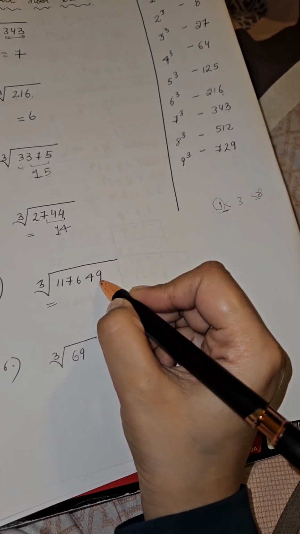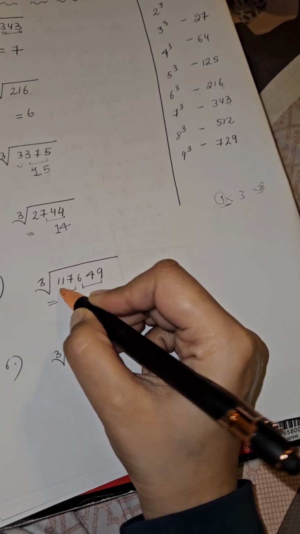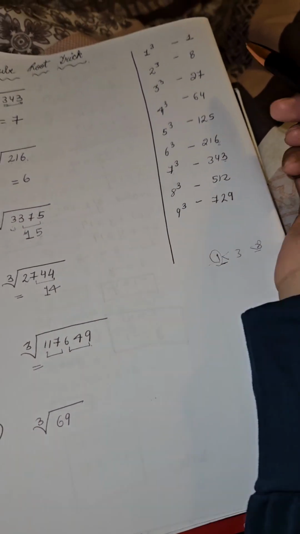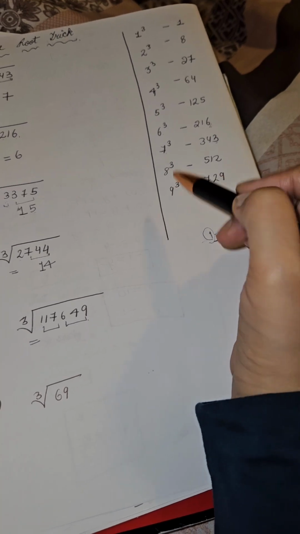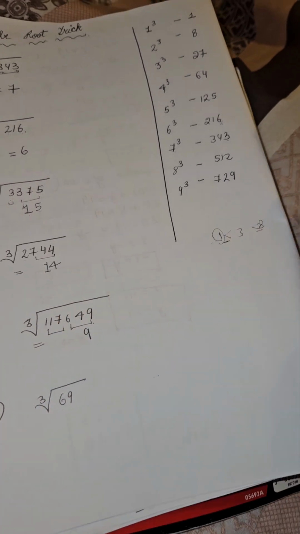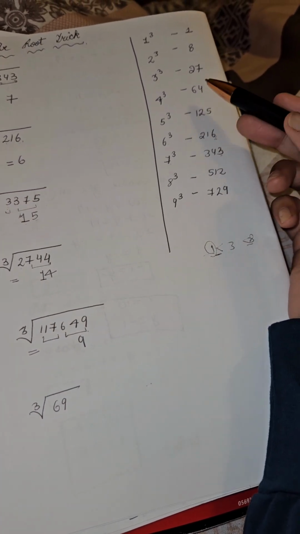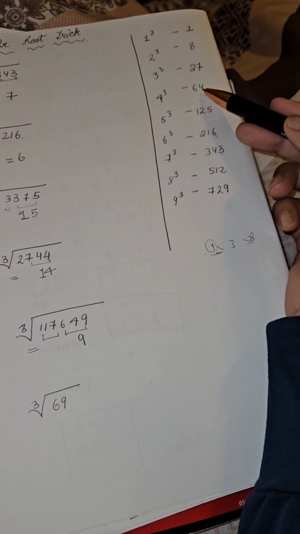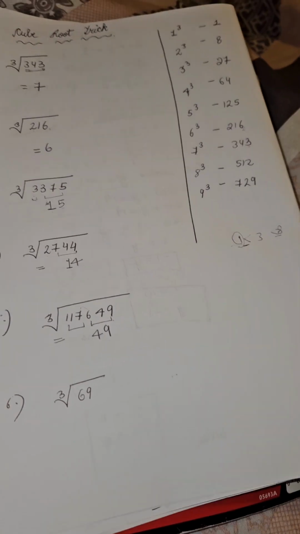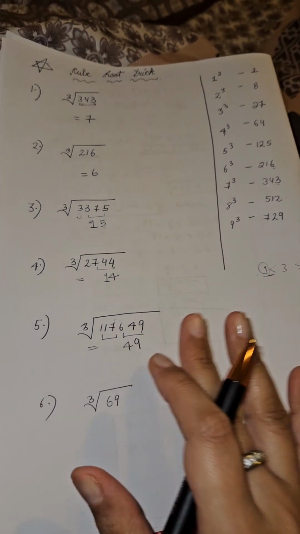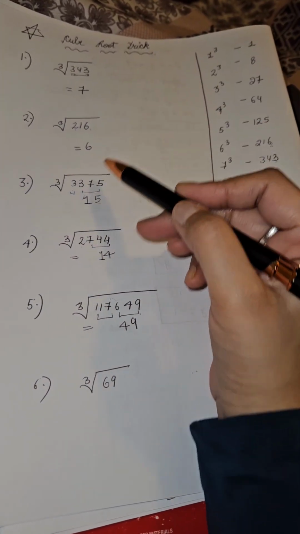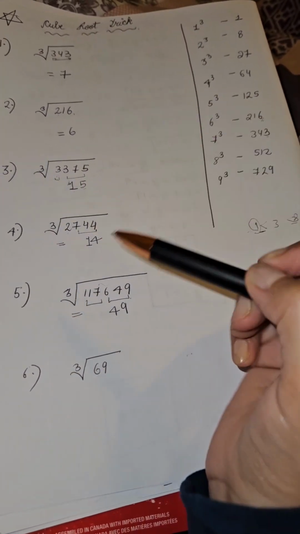Now coming to this much bigger number, we get two proper triplets. 649: the last number is 9, and 729 is the cube of 9. Then 117 is coming between 64 and 125. The smaller number is 64, and 64 is the cube of 4, so the answer will be 49. Okay, so in all five questions we got perfect cubes.